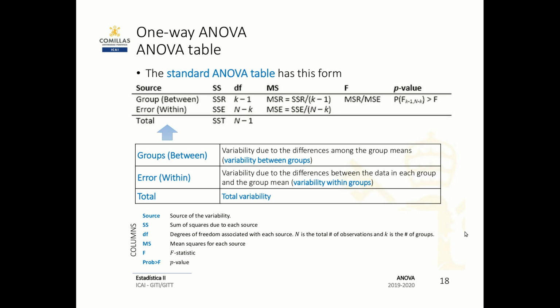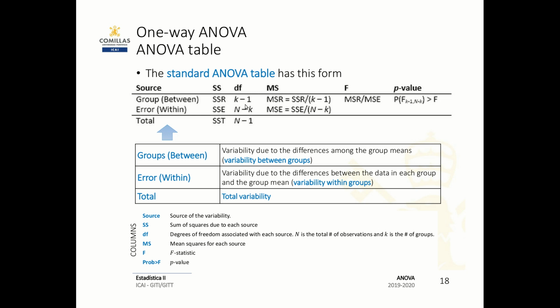Okay, so we can organize all this information into a table. This is the typical ANOVA table. So you have the different predictors. In one-way ANOVA, we have just one variable, so this is the groups. And then we have the residuals, and then we have the sum of squares: the total, the one associated to the error, and the one associated to the groups.